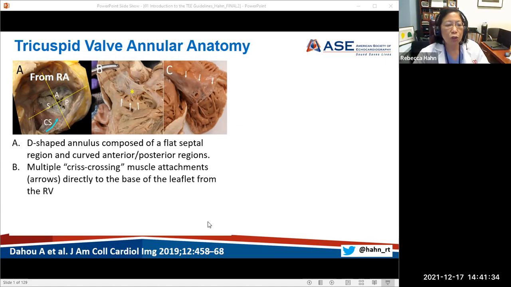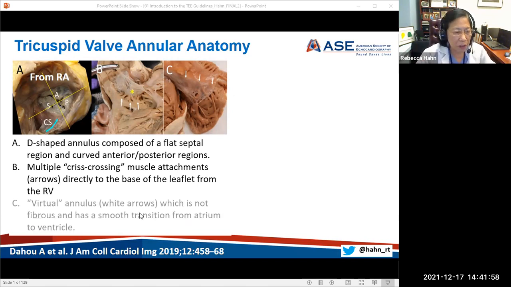It has multiple crisscrossing muscle attachments from the base of the RV to the base of the attachment of the tricuspid valve. And so you'll remember seeing those, because when you're trying to measure the basal RV dimension, you end up seeing all these weird muscle bands and you don't know where to measure it. You want to go on the outside of that. You want to try and go to the endocardium, the endocardial surface of the RV. And then it's really almost virtual.